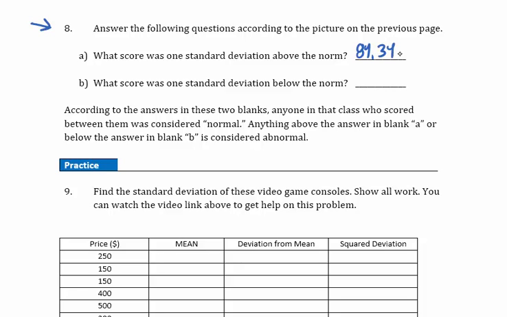What score was 1 standard deviation below the norm? So that was 60.66. According to these answers, 84.34 and 60.66, anyone in the class who scored between them is considered a normal score for this particular test. Anything above answer A or below answer B is considered abnormal.